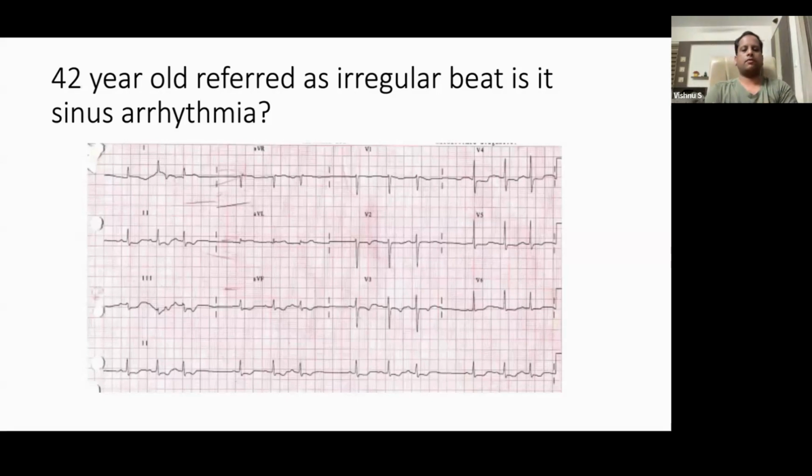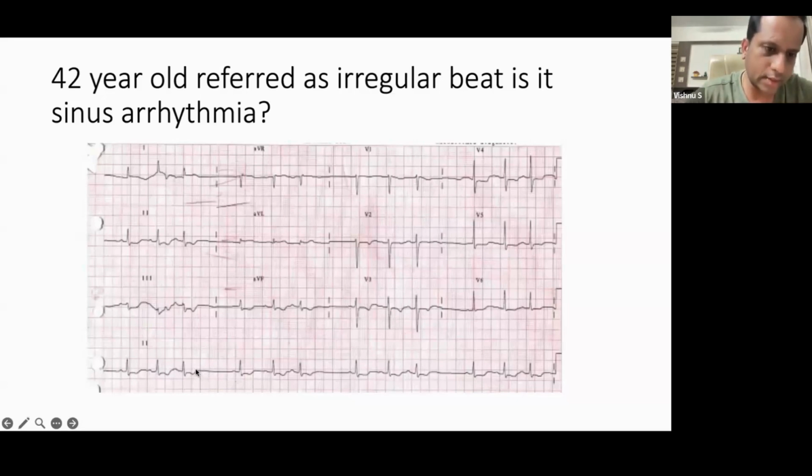To see which type, you have to look between the PP intervals. The PP interval is gradually shortening. This is one P, this is another P, there will be around 600 milliseconds between them. In between, there is a little shorter interval, maybe 480 milliseconds. So there is shortening of the PP interval. This P, and then there is a non-conducted beat.